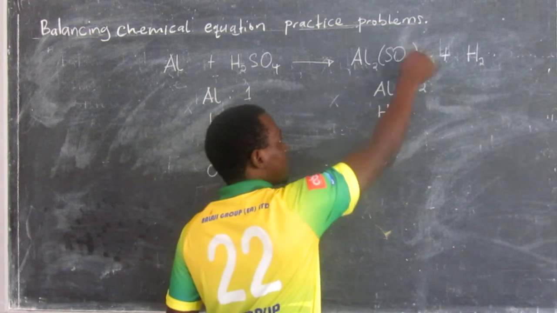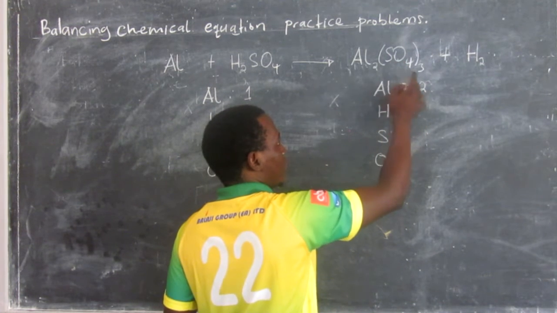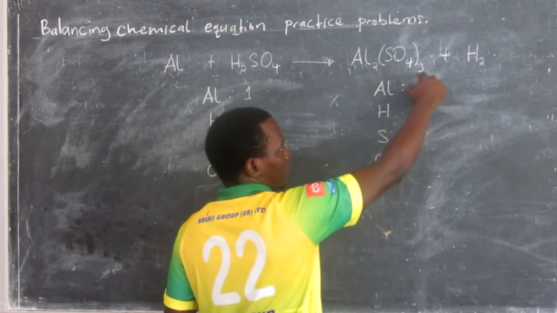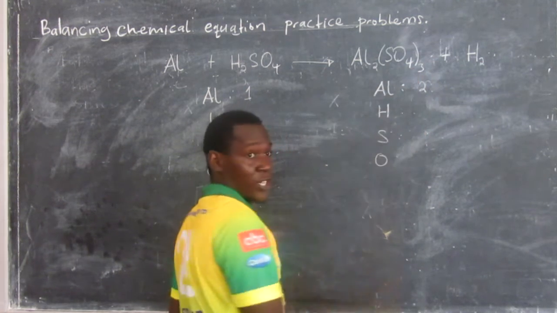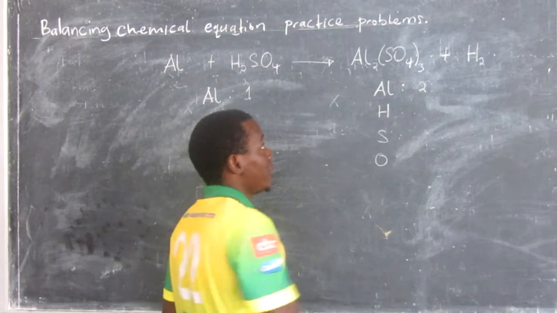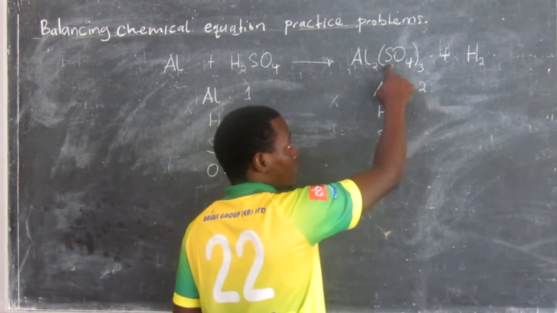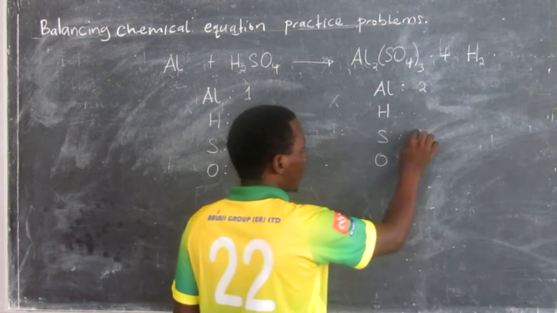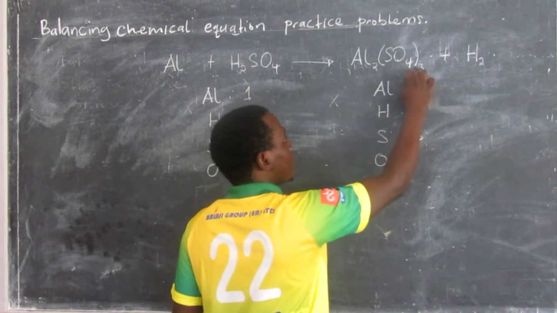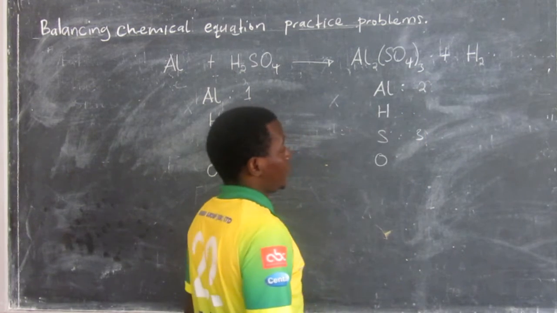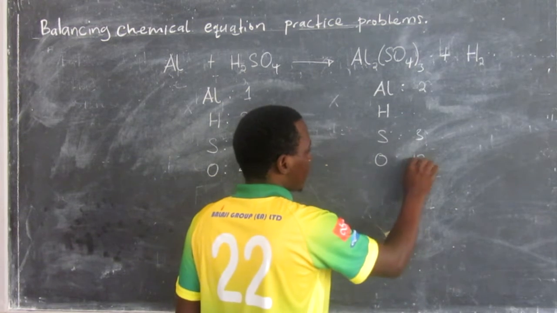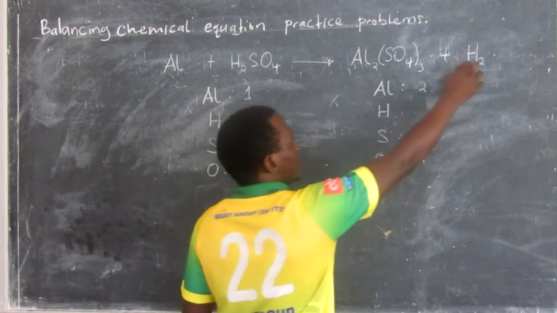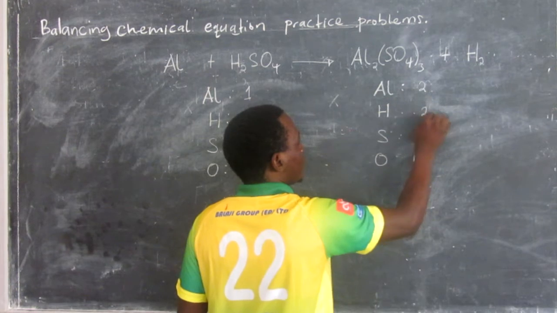Now, remember this is a bracket. The number outside the bracket multiplies everything in the bracket. Here we have an invisible one. 3 times this invisible one gives us 3 sulfurs. 3 times 4 gives us 12 oxygens. Here we have 12 oxygens, and also hydrogens, they are 2.